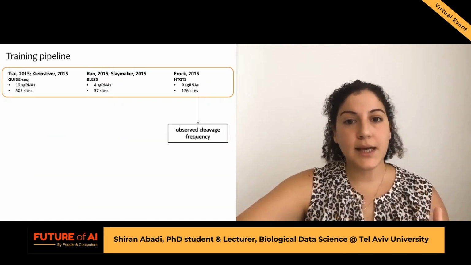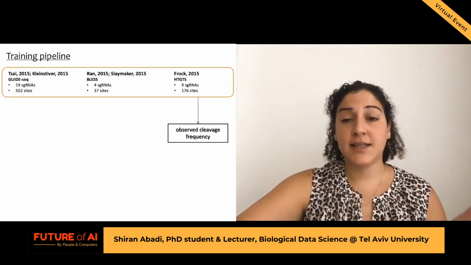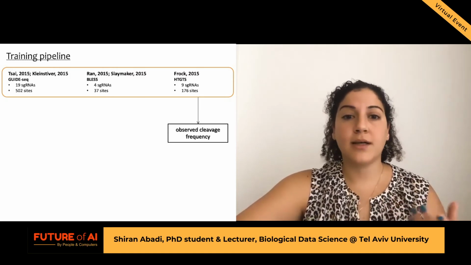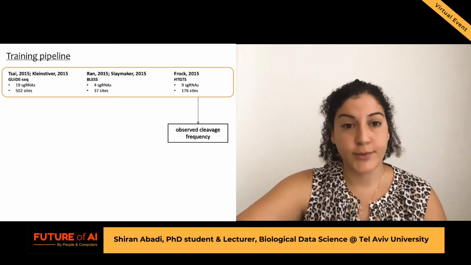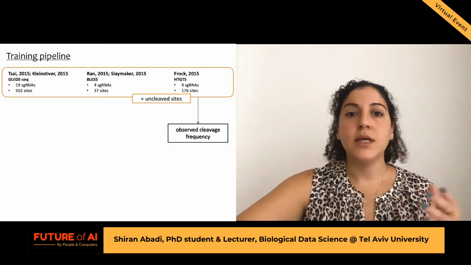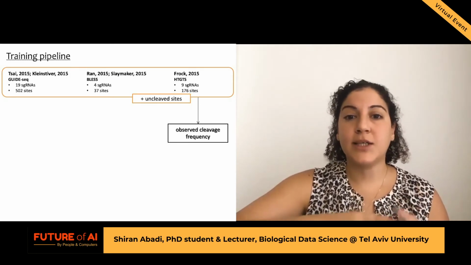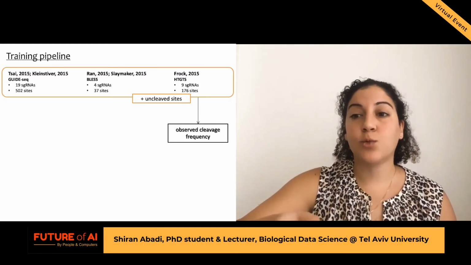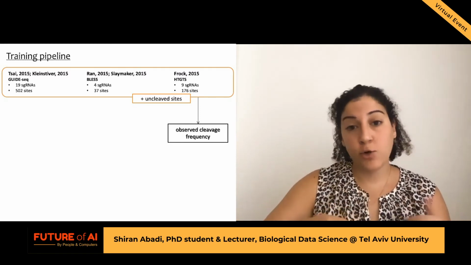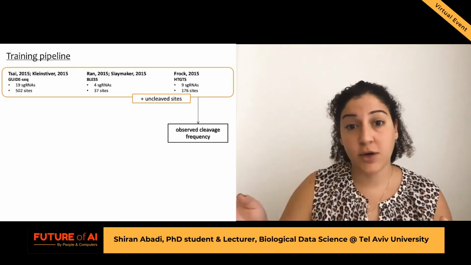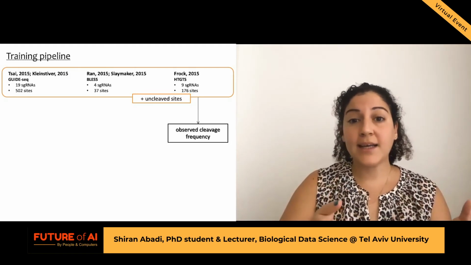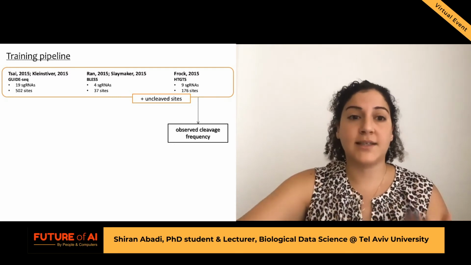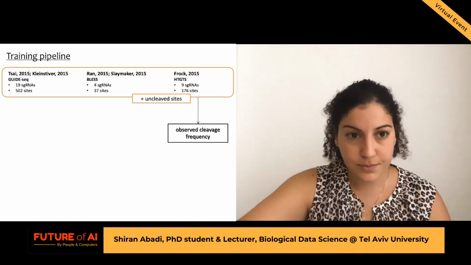So in this study, I collected several studies that did this genome-wide off-target detection, together with the sequences and the reported frequencies. Since these studies were made in a genome-wide manner, every possible similar sequence that was not reported could be manually found in the reference genome. And so I detected those and added them as the uncleaved sites, as the negative samples.